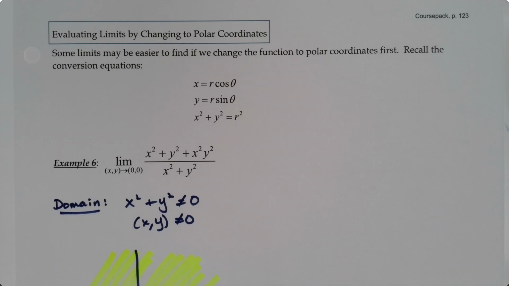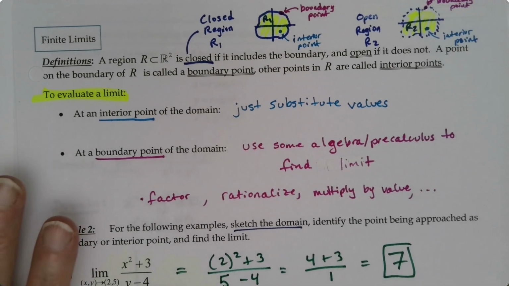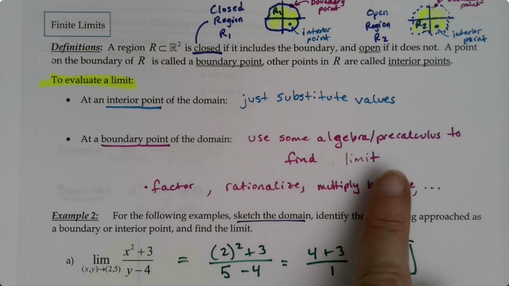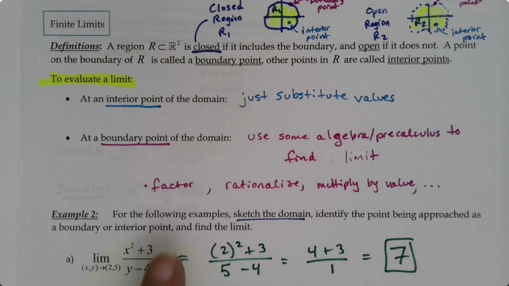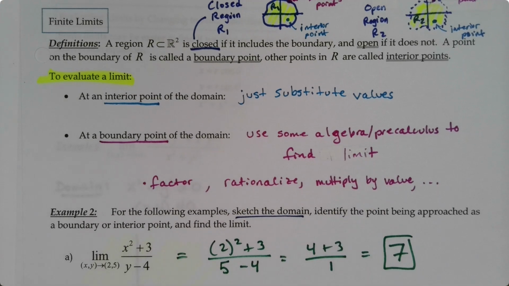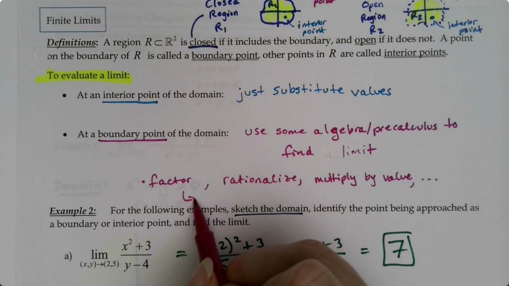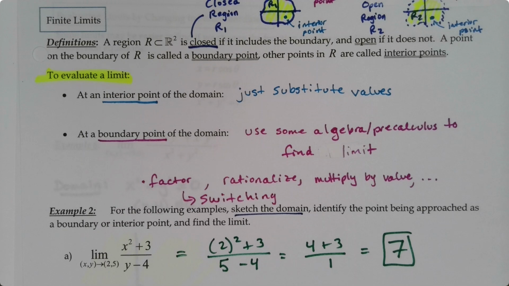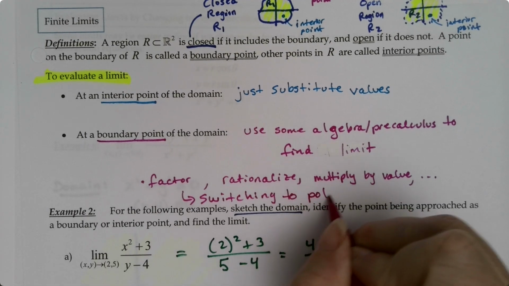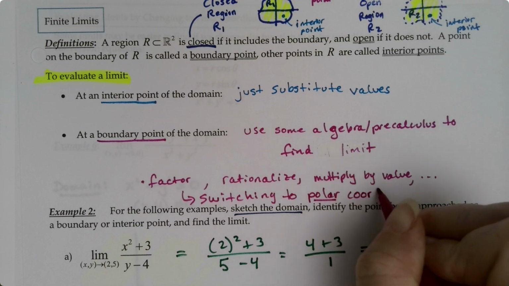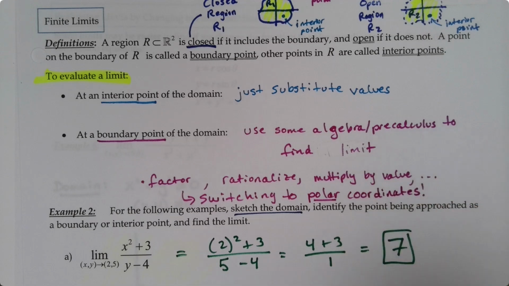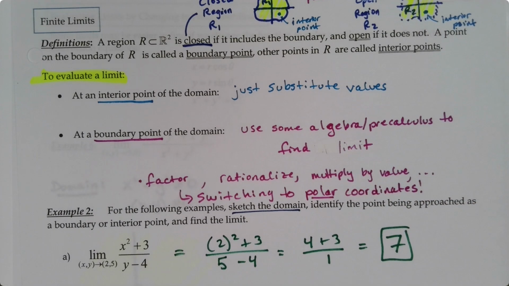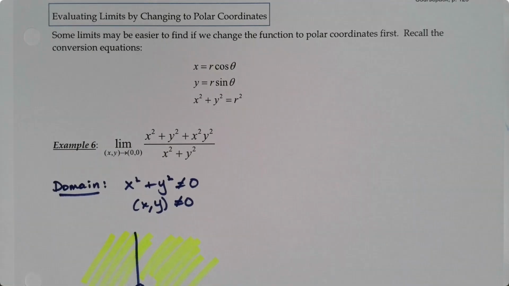There's one more thing we want to talk about before we leave this section behind, and that's evaluating limits by changing to polar coordinates. Now, this is actually related to the second topic, which is finite limits. I mentioned in here that sometimes you have to use algebra or pre-calculus to find that limit. So that might mean factoring and rationalizing, multiplying by a value, but it could also mean switching to polar coordinates. After all, we learned about trigonometry and all of that in pre-calculus. So switching to polar coordinates may be helpful. And that's exactly what we're going to do on the particular problem we're looking at right here.